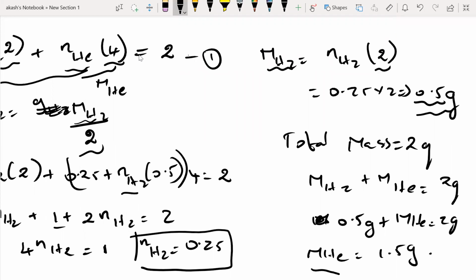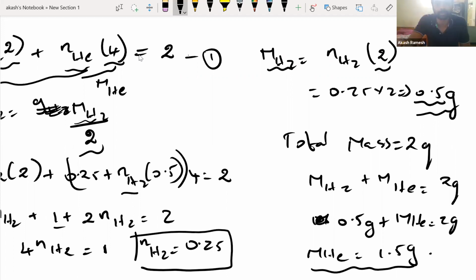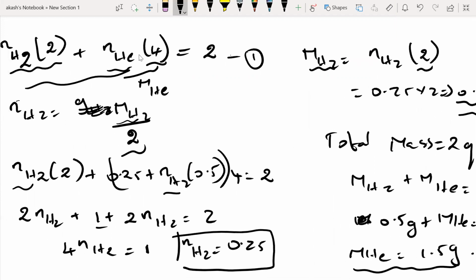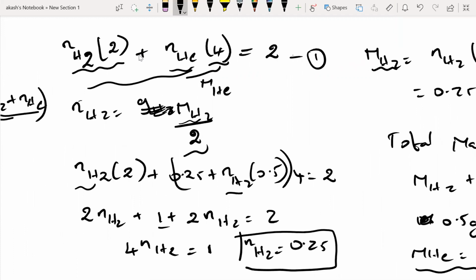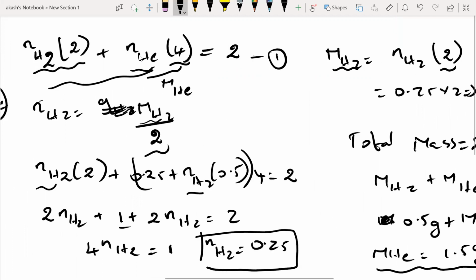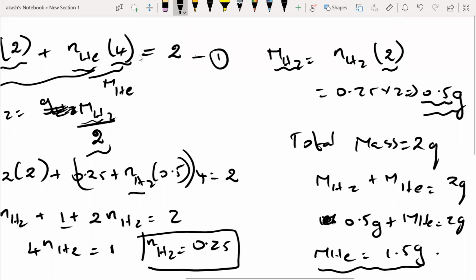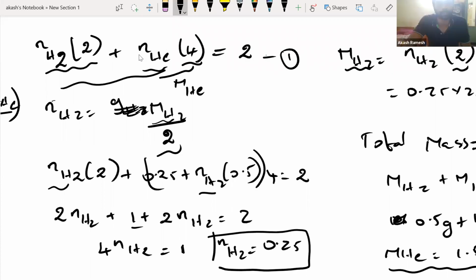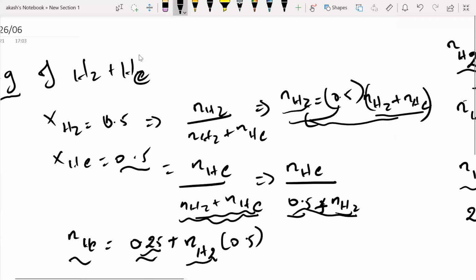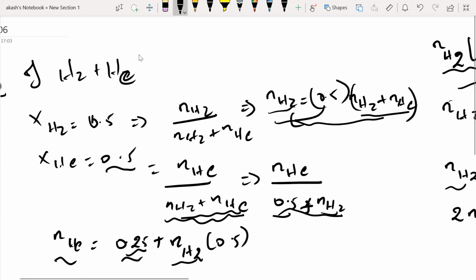Sir? Yeah. Sir, I did it in a little simpler method, but I couldn't figure out where I went wrong. Can I just explain my method? Yeah, sure, please go on. So first what I did was 0.5 equals number of moles of H2 divided by number of moles of H2 plus number of moles of helium. And then 0.5 multiplied by number of moles of helium plus 0.5 multiplied by number of moles of H2 equals number of moles of H2.